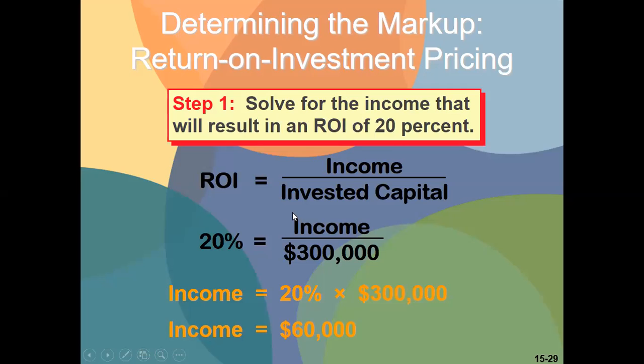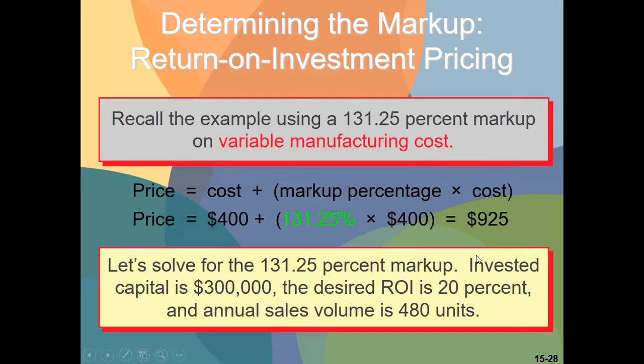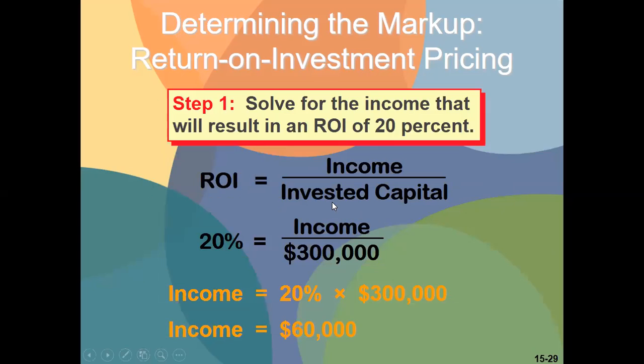For us to be able to determine the markup using the ROI pricing, step one is to solve for the income that will result in an ROI of 20%. Remember, we want here an ROI of 20%. We have the capital, and the sales volume is 480 units. So we want the income to be 20% of the invested capital. In that case, that is $300,000 times 20%, that is 60,000. Or what number will be divided by 300,000 to equate to 20%? All right, and this is the formula, by the way, of return on investment, just to highlight.